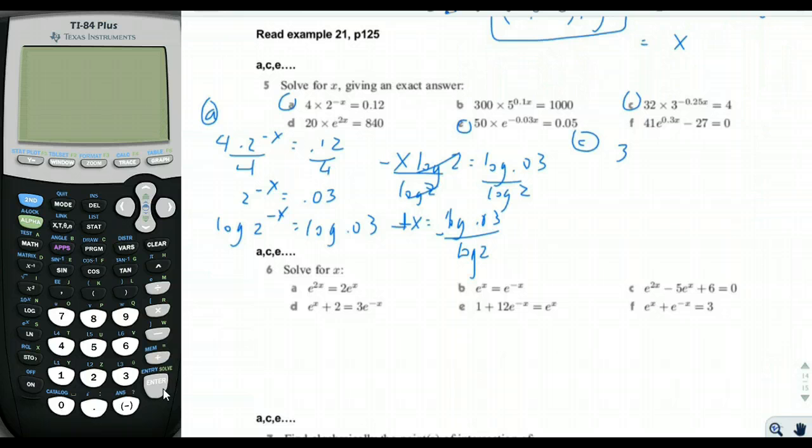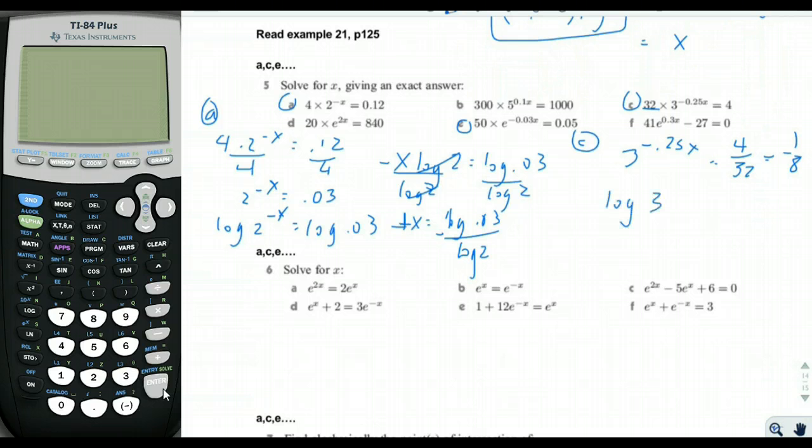Okay, for this first one, C, the first thing you want to do is divide both sides by 32, because you want to eliminate the 32 from the left side. So then you're left with 3 to the negative 0.25x is equal to... I'm sorry, did I say 3? You're supposed to divide by 32. 4 divided by 32, which, by the way, is 1 over 8. Now you can take the log of both sides.